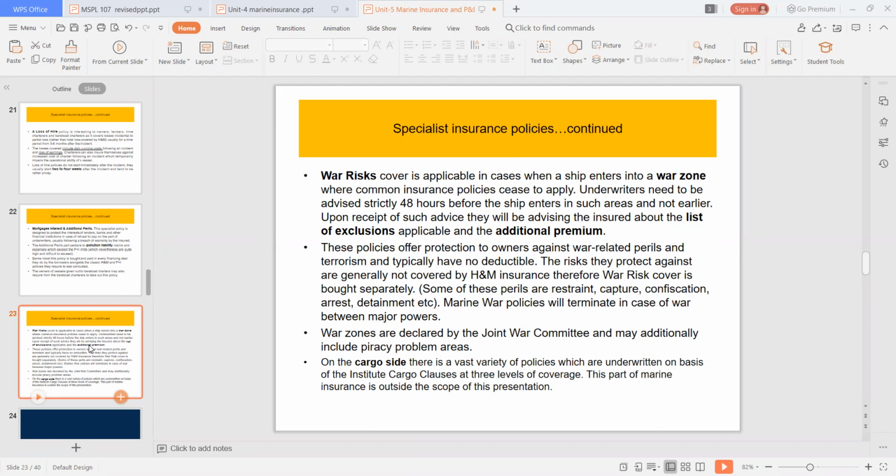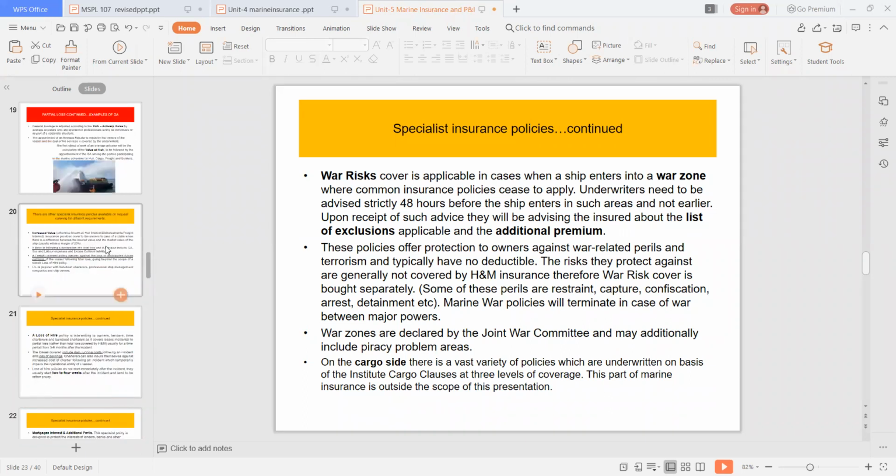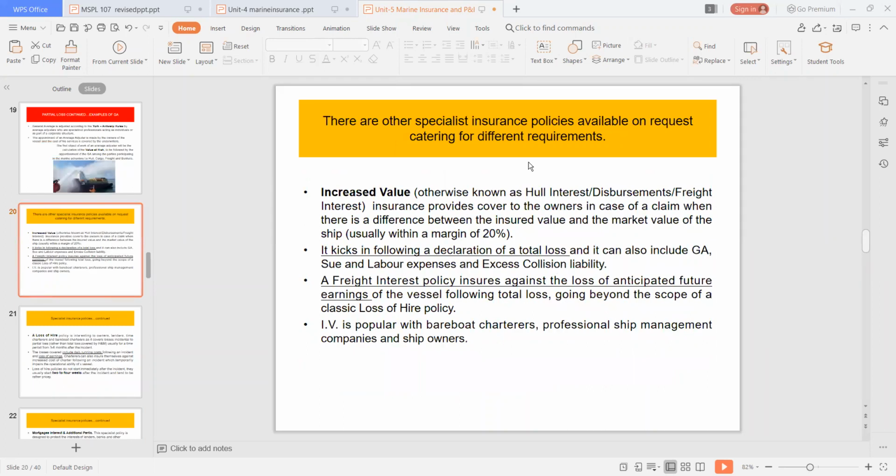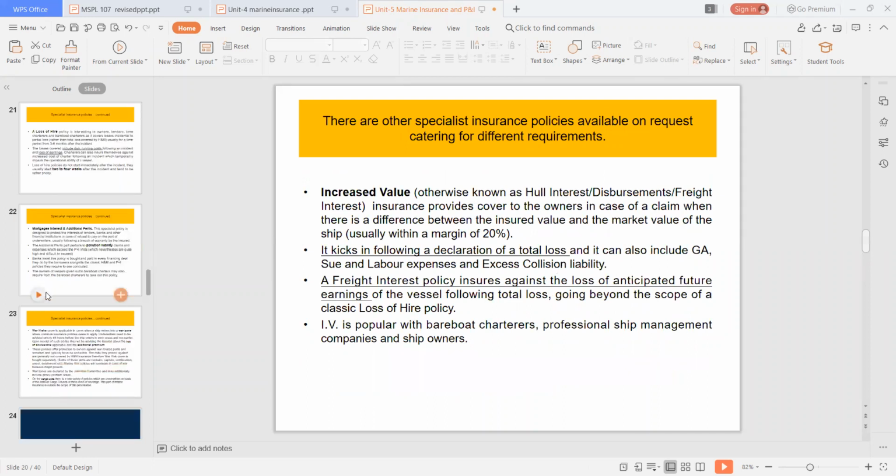Yes, it's war risk. It's a separate one. It should not be clubbed with H&M or cargo, so it will be done separately. So these are called specialized marine insurance. Specialized on request: based on the request only, they will do the marine insurance. Clear?